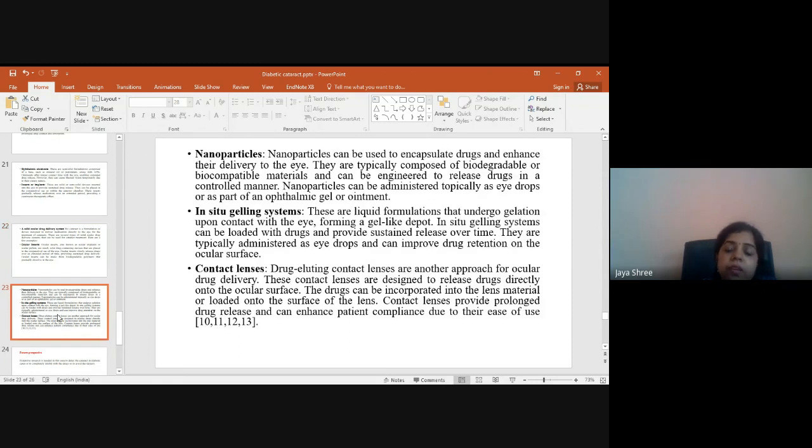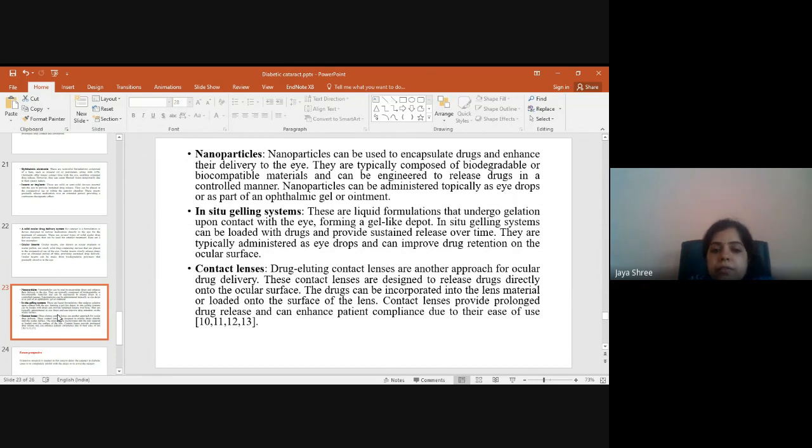Further, we have nanoparticles. They can be used to encapsulate drugs and enhance their delivery to the eye. They are typically composed of biodegradable or biocompatible materials and can be engineered to release drugs in a controlled manner.